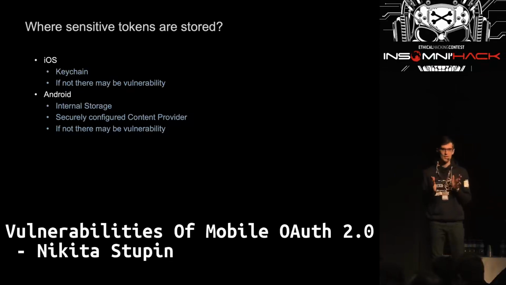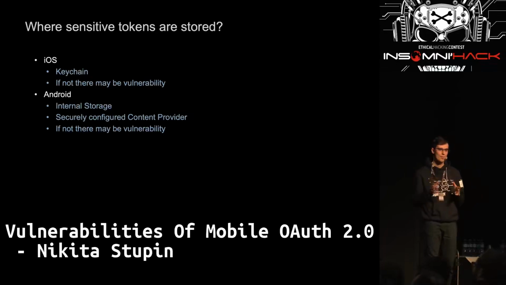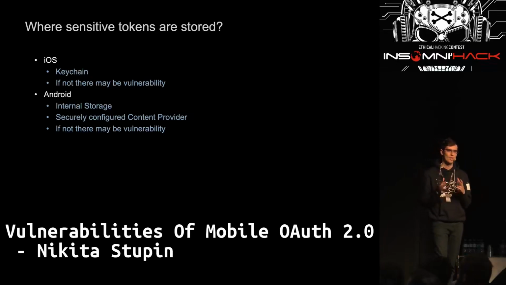And now let's have some rest and talk about tokens and token management. Where do we store our access tokens and refresh tokens? The safe place in iOS is the keychain. In Android, it's internal storage or a securely configured content provider. If it's stored in any other place, there might be a vulnerability.